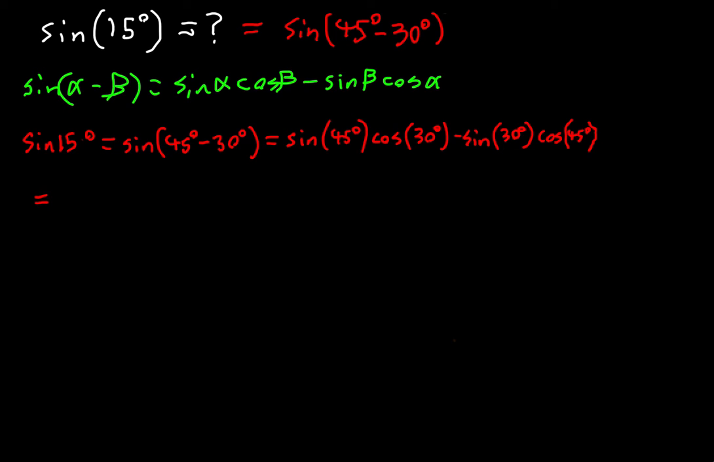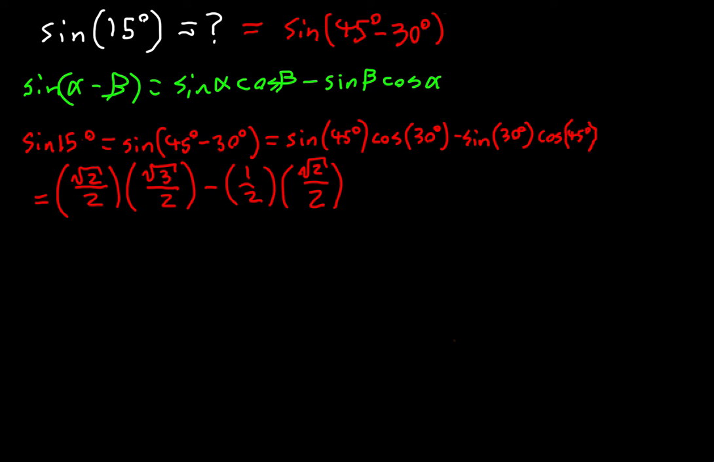So the sine of 45 degrees is going to be the square root of 2 over 2. You know that from the unit circle. And we're multiplying that by cosine of 30 degrees, which is the square root of 3 over 2. Now we're subtracting sine of 30 degrees, which is 1/2, times cosine of 45 degrees. Well, that's going to be square root of 2 over 2, just like sine of 45 degrees, because the tangent of 45 degrees is equal to 1.